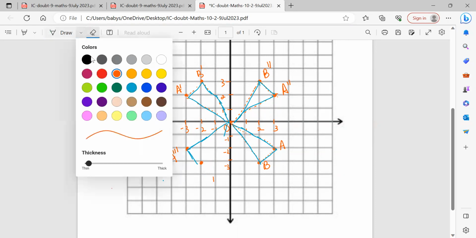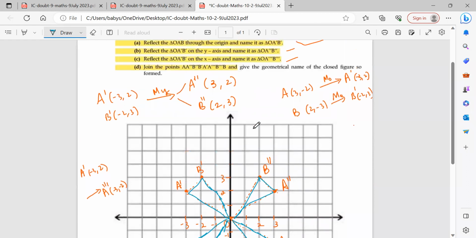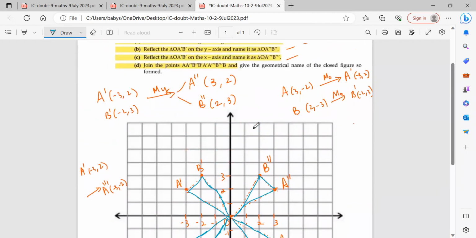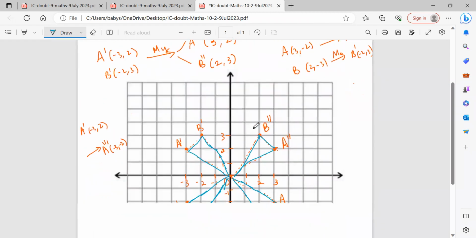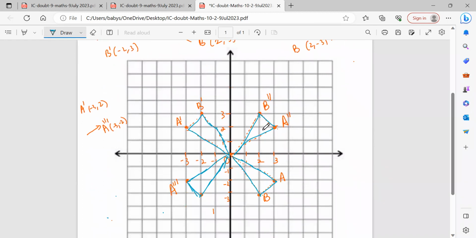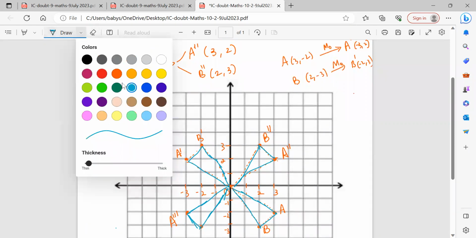Okay, now I'll join them. Something like this. And that's it. We've joined everything. Now they are saying join the points A double dash, then B double dash, and then B dash, then A dash. So it's like this. I'll use another color which I've not used. Probably let me use green.